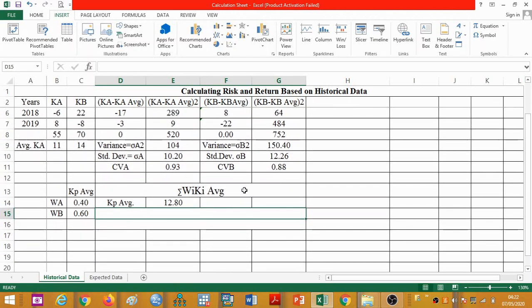For the risk, first we need to find the variance of a portfolio. For the variance of the portfolio, I just copy and paste the formula here.